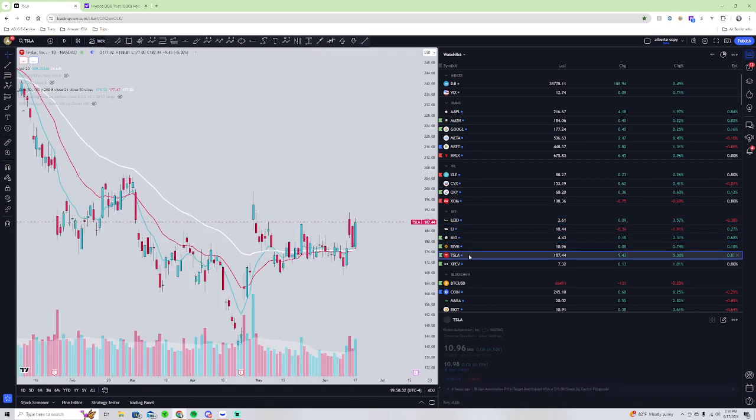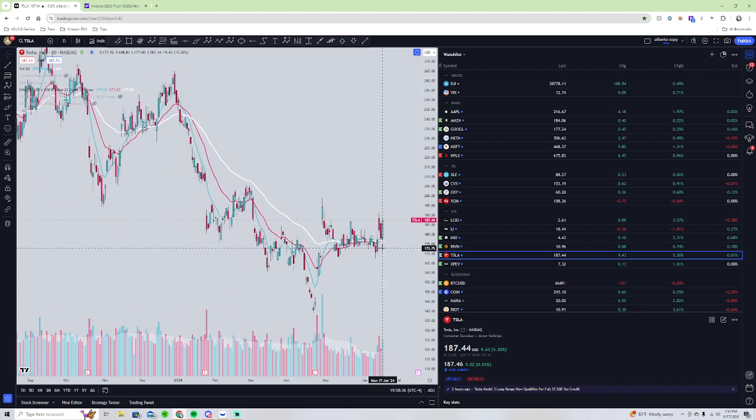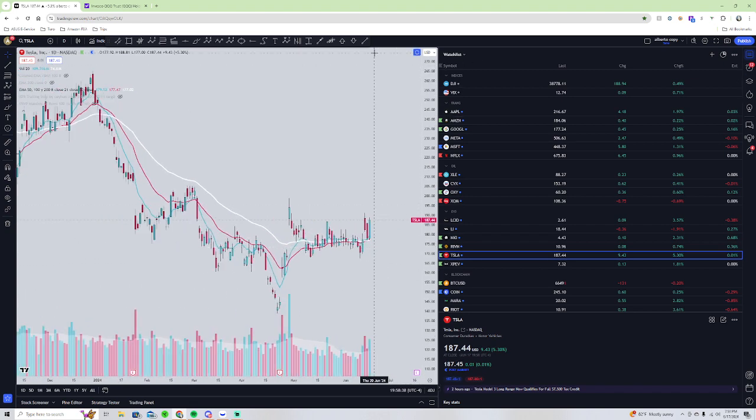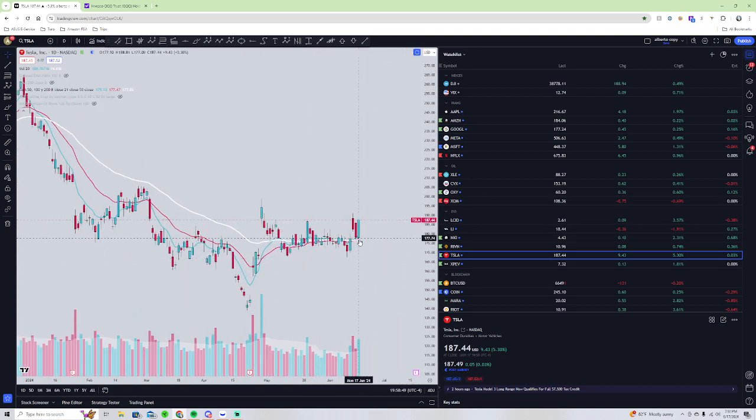EV theme is interesting. Don't really like anything, but then I pop over to Tesla, and Tesla does look pretty strong. Now I know this one's not a leading stock in a leading sector. It's definitely not a leading name. This is actually probably one of the weaker names. But I do like the way that it's staying above the moving averages.